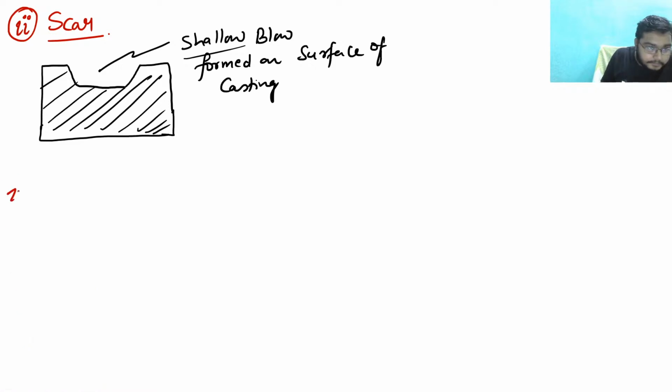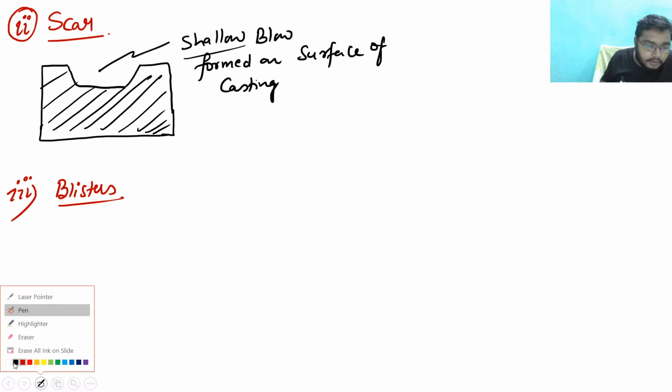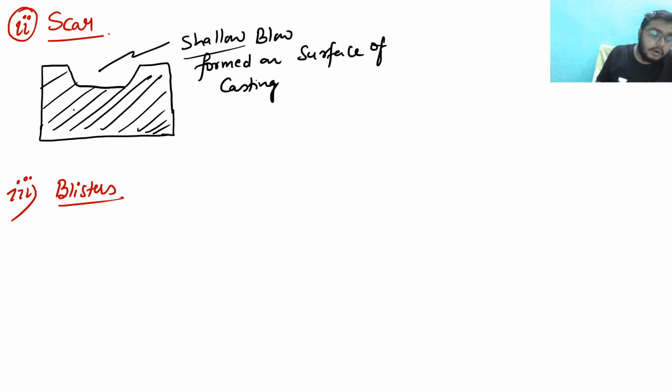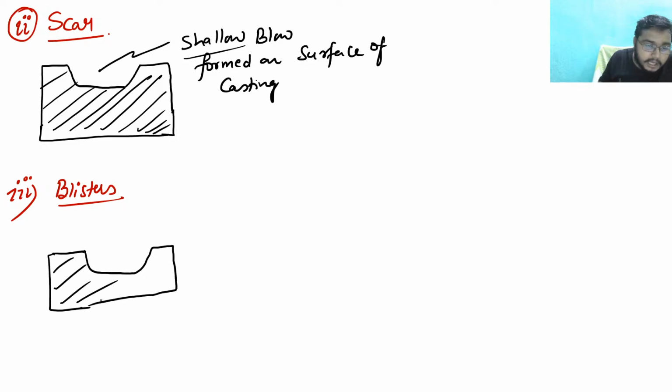Next is blisters. What are blisters? If you analyze this scar, the blister has a scar underneath it, okay. In blisters, the scar is always there. Let me draw it like that. First of all, it has a scar. So suppose this is my casting and this is my scar.